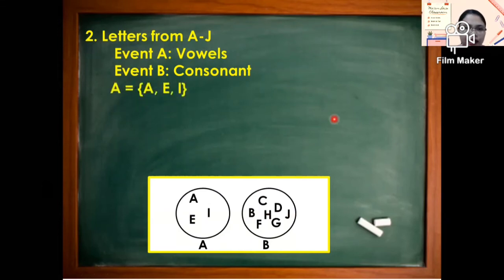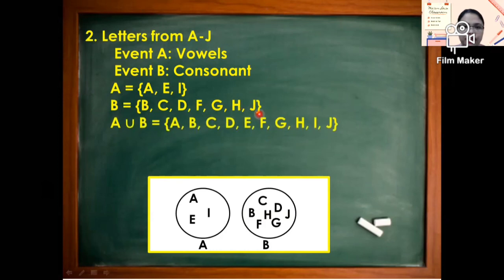So therefore, our event A is vowels. Tama po ba? A, E, I. Ang ating B is consonant: B, C, D, F, G, H, J. Pag pinagsama po natin siya, A union B, we have here A, B, C, D, E, F, G, H, I, J.